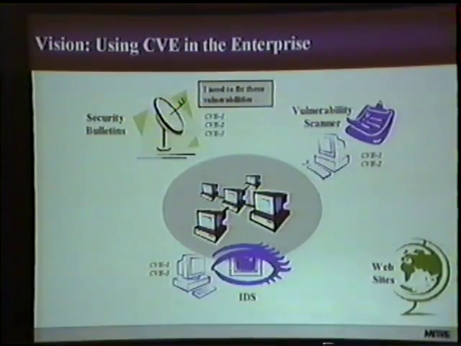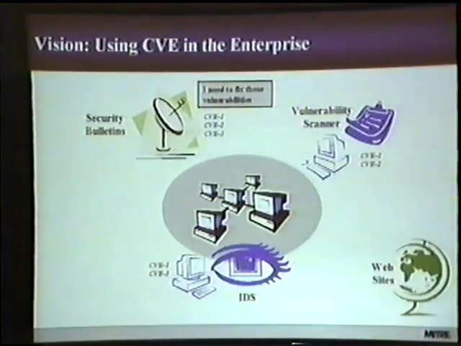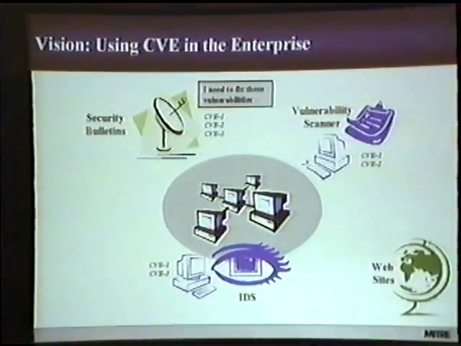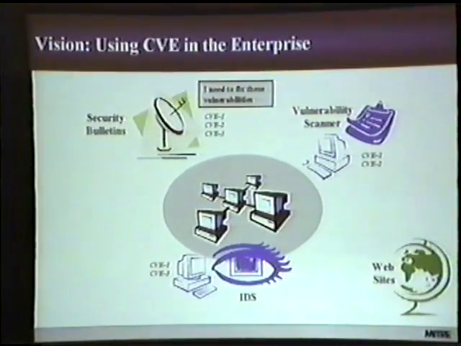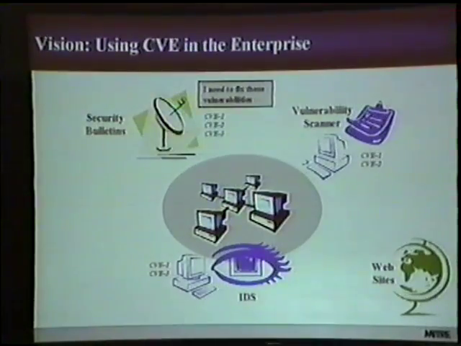This is one way that we see being able to use CVE within the context of enterprise security. Suppose you have security bulletins out there that you care about that give you a set of vulnerabilities that you care about fixing, getting rid of within your enterprise. You might have a scanner or two available to you to go out and look through your enterprise to find those vulnerabilities. You might have access to websites or external databases that you might use to get additional information. And you may use intrusion detection systems to go and spot exploitation of those vulnerabilities there.